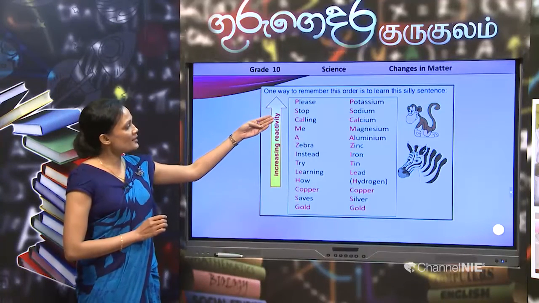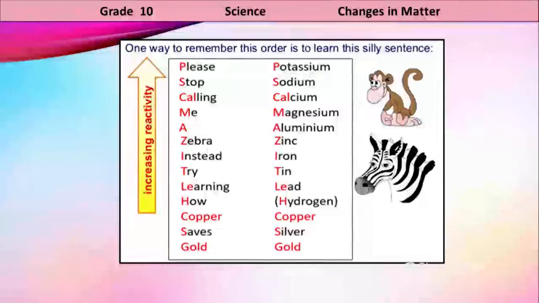Please stop calling me a zebra. Instead, try learning how copper saves gold. The thing you need to do is remember that silly sentence. By using that silly sentence, you can memorize the activity series. Look at the first letter of that one.